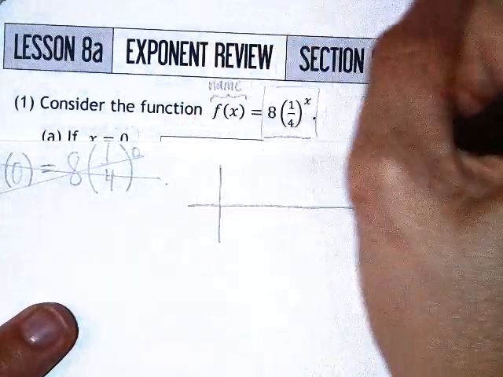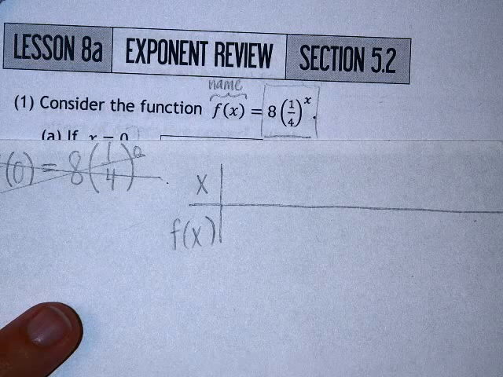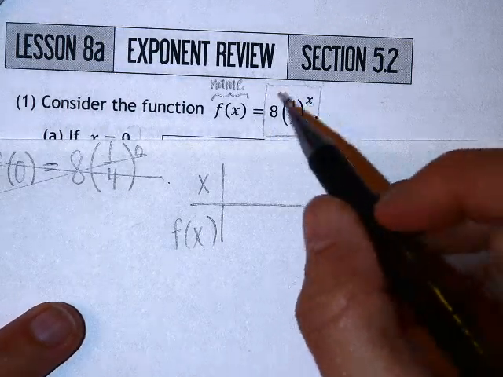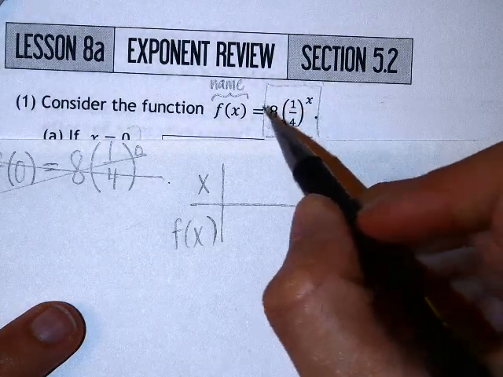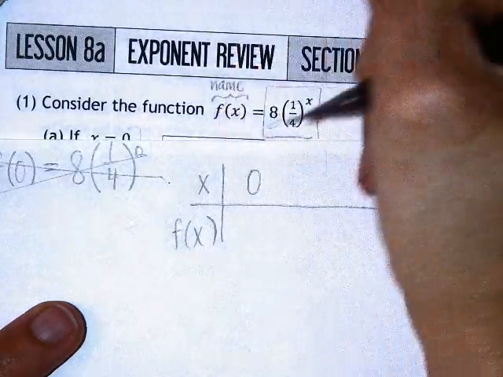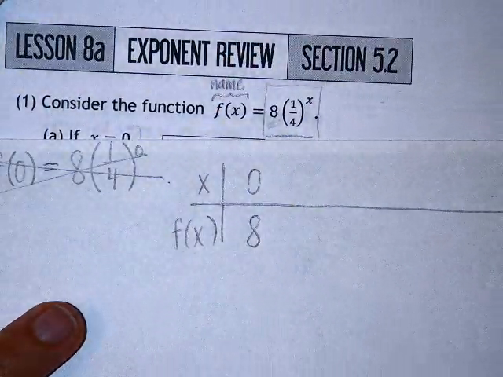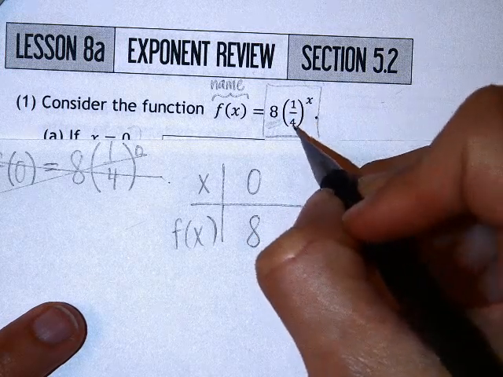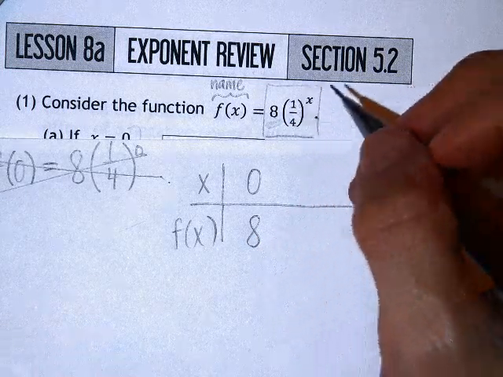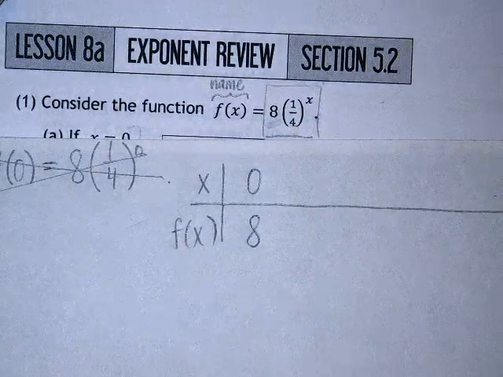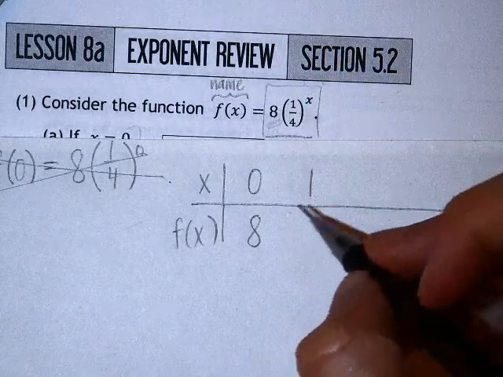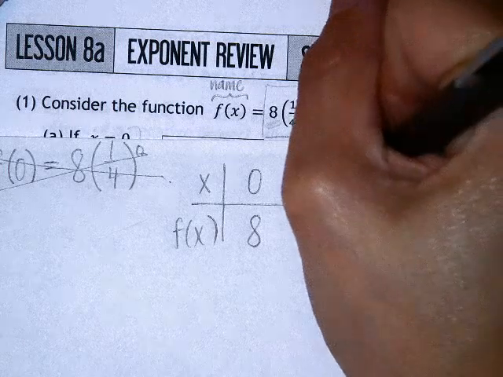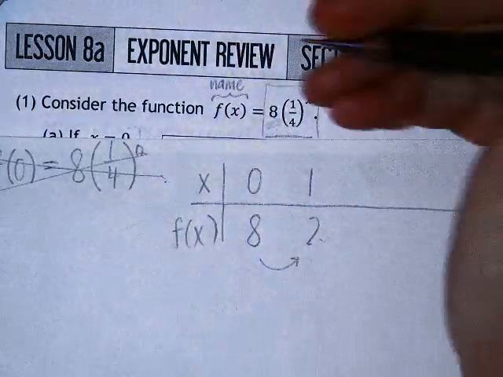Remember, this should remind us of a sequence. Instead of n and t of n, we have x and f of x as our letters, but it's still a sequence. The initial value is always the number out in front, before the parentheses, the number that's not attached to the exponent. So in this case, the initial value, or the 0 term, is the 8. The next term is generated by multiplying by 1/4, which we call the multiplier. So the first term would be 8 times 1/4, or 8 divided by 4, if you want to think of it that way, and that would be 2.